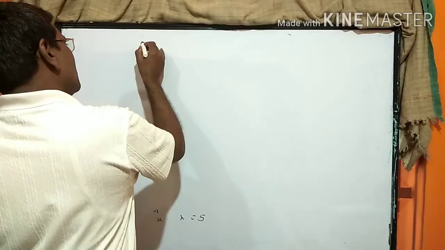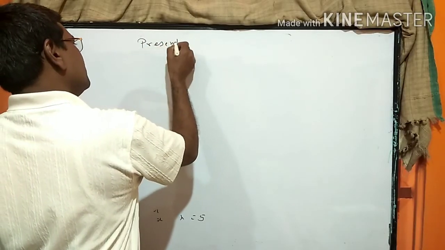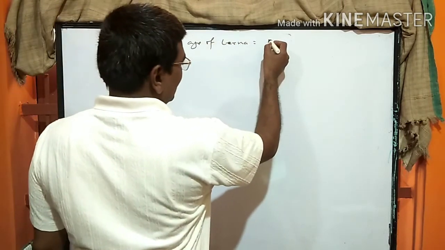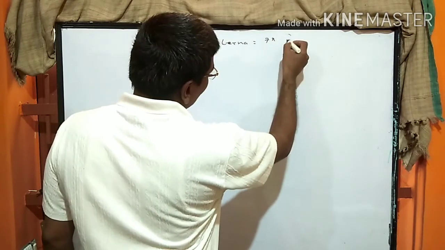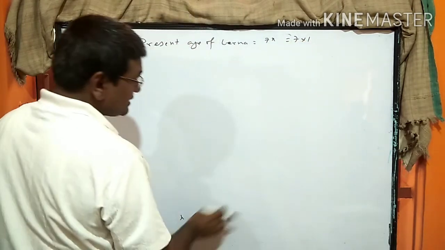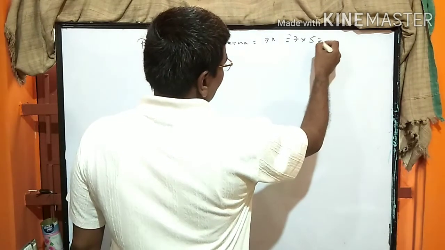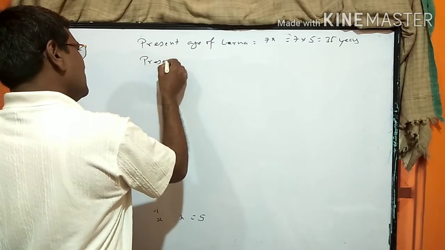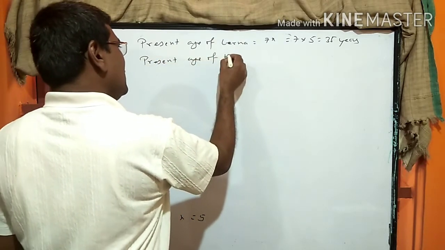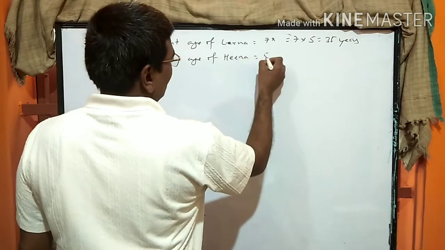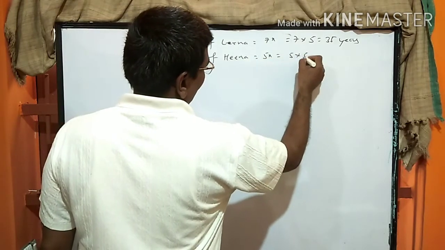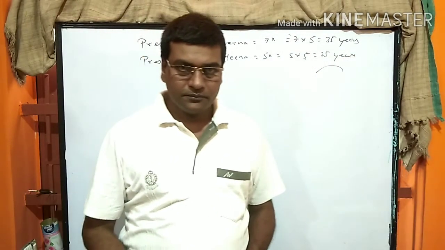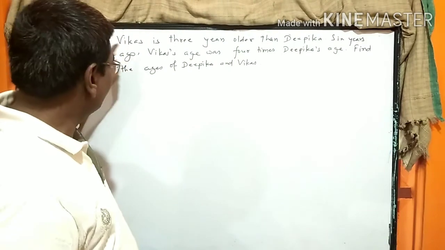4 fives are 20. Present age of Leena equal, it was 7x, 7 into x is 5, so 35 years, and present age of Hina equal 5x, 5 into 5, 25 years. Thus you got the answer.